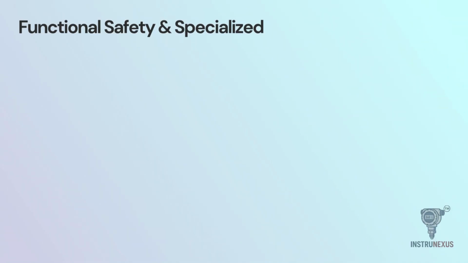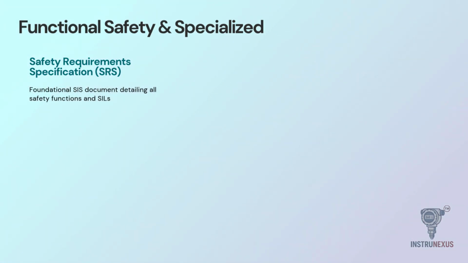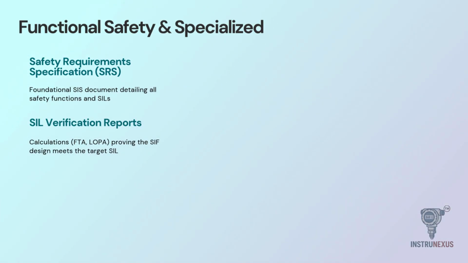In high-hazard industries, safety is paramount. This is covered under Functional Safety and Specialized Systems. The governing document here is the Safety Requirements Specification, SRS. This details all safety functions and safety integrity levels per IEC 61511. We verify these designs using SIL verification reports and calculations like LOPA or fault tree analysis.